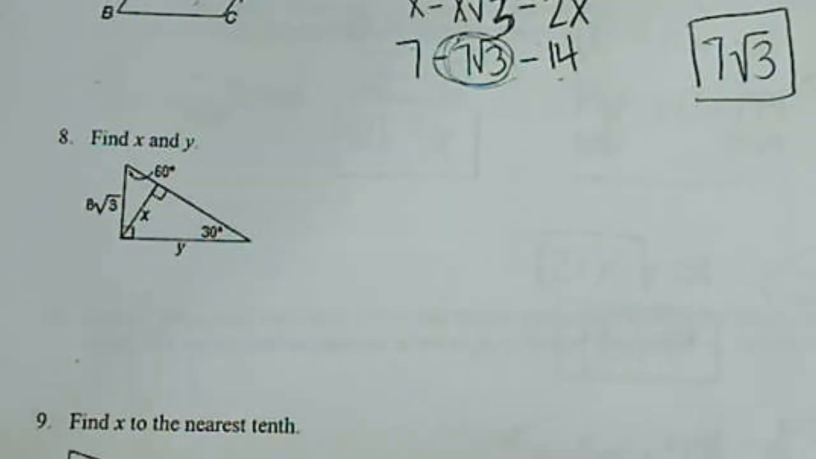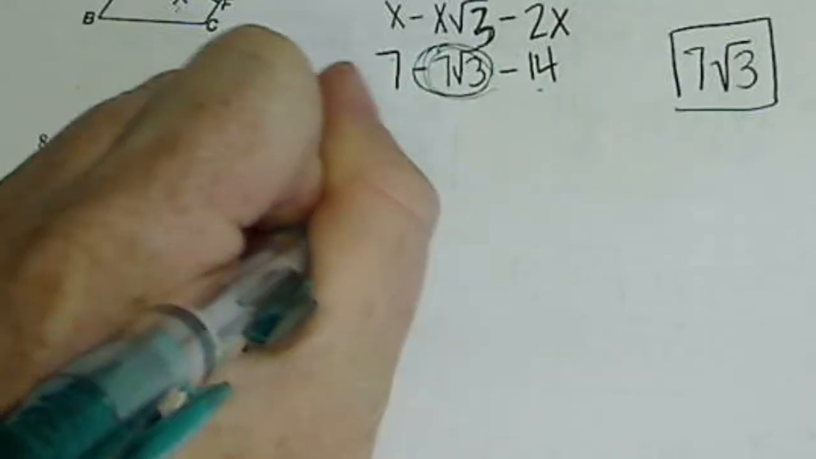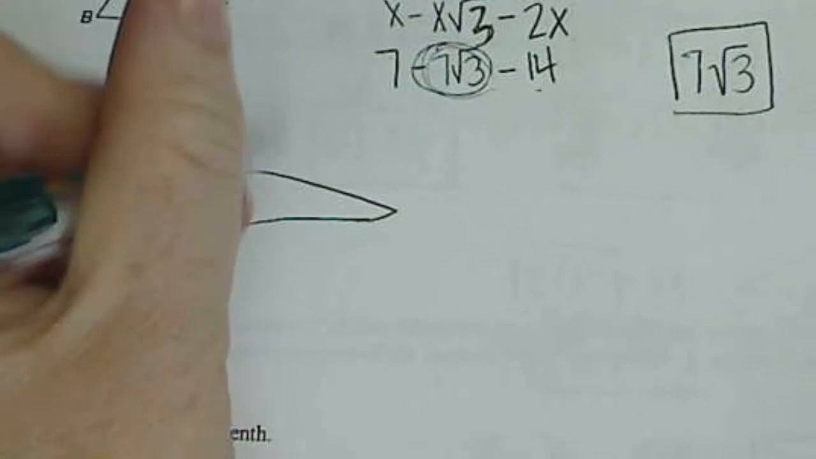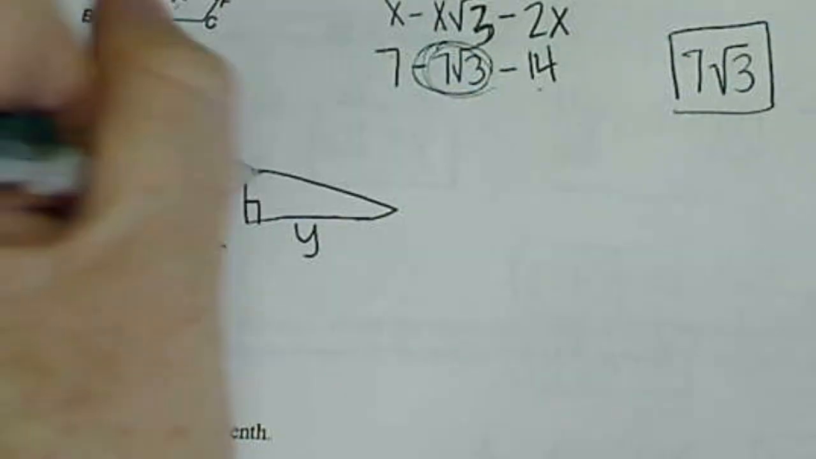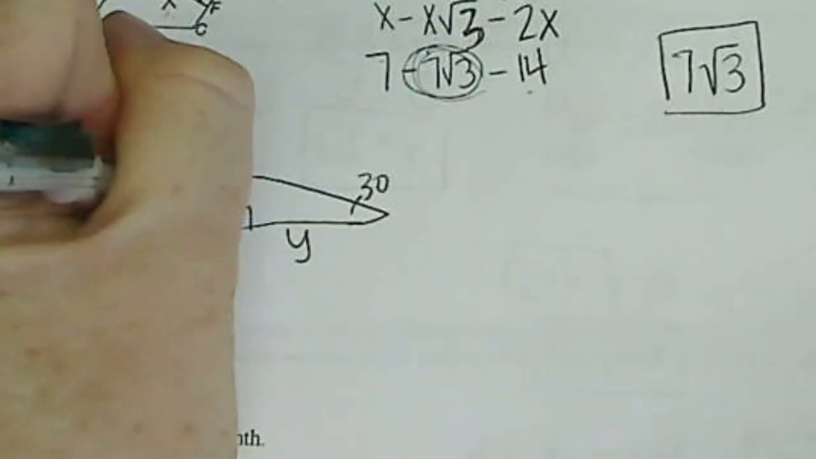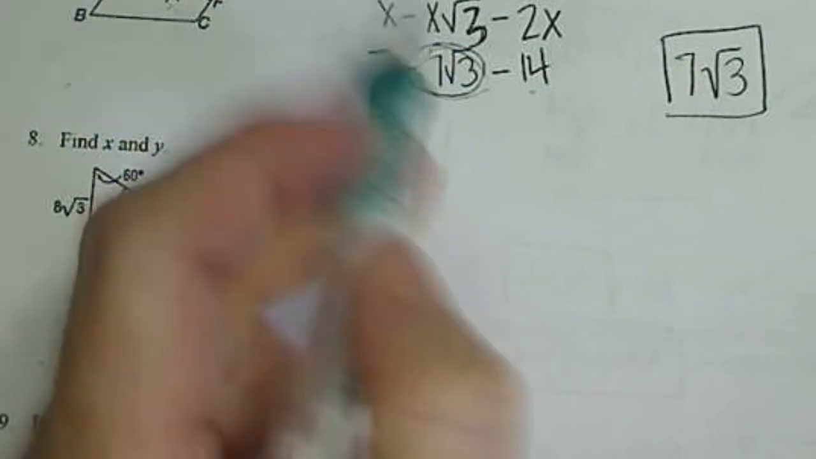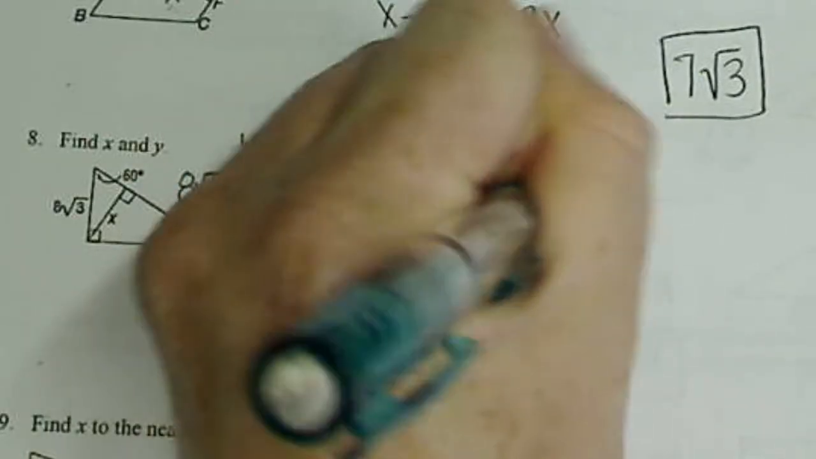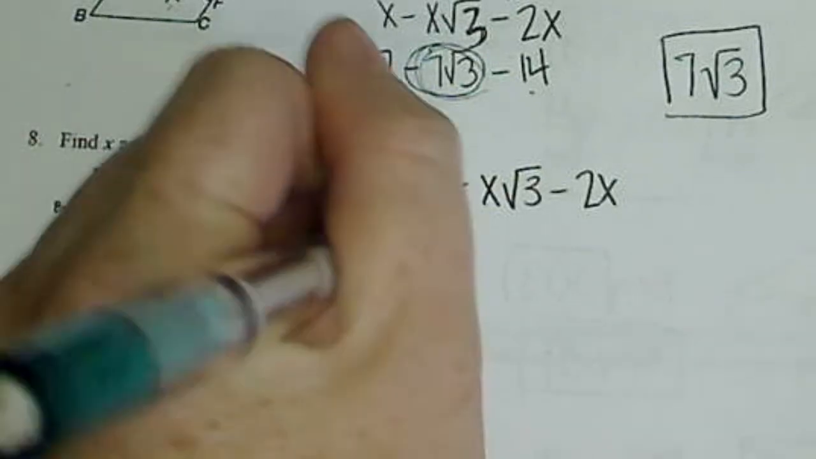Okay, for 8, you need to pull apart these triangles. Let's talk about this big triangle first. I'm going to redraw it so it has a little bit less stuff in it. I know that it's 90 degrees. I know this bottom side is y, and this is 8 roots of 3. And this is 30, which makes this 60. Okay? So, remember my formula? X, x roots of 3, 2x. If I write that out, this 8 roots of 3 corresponds to the x.